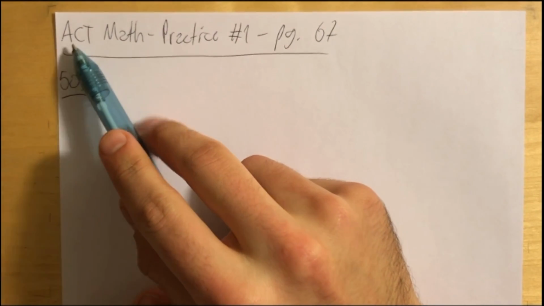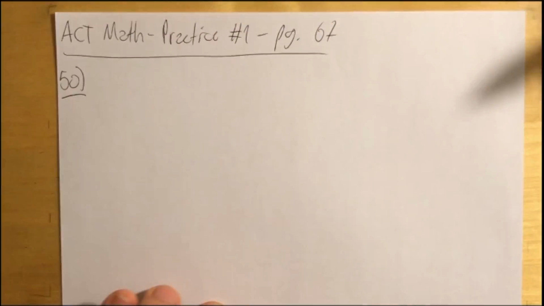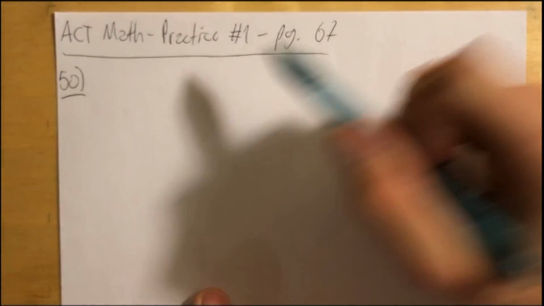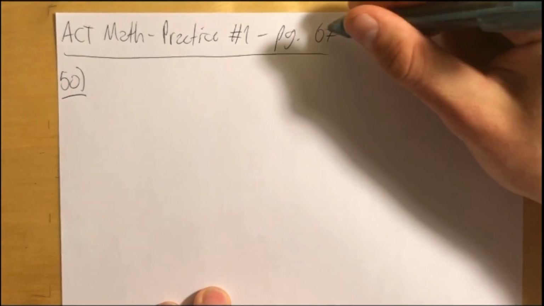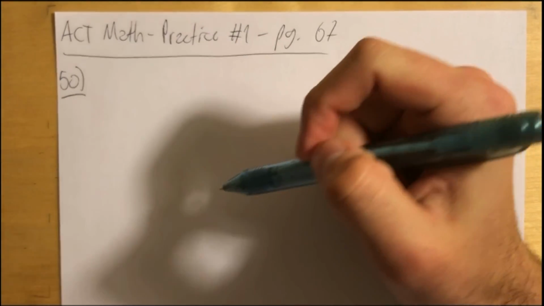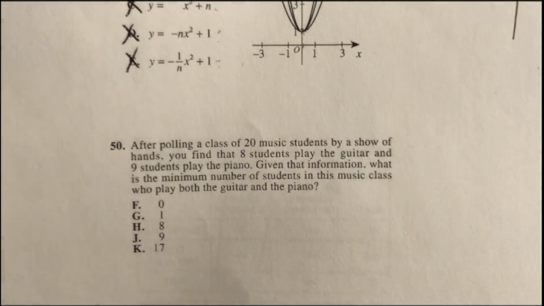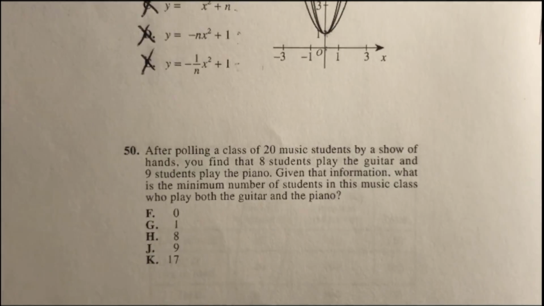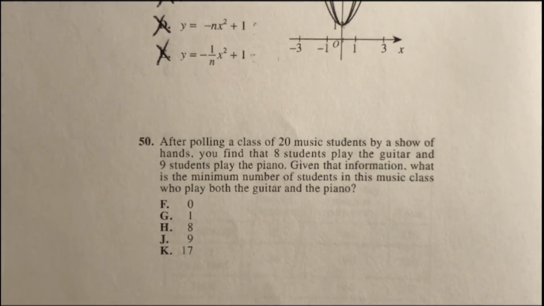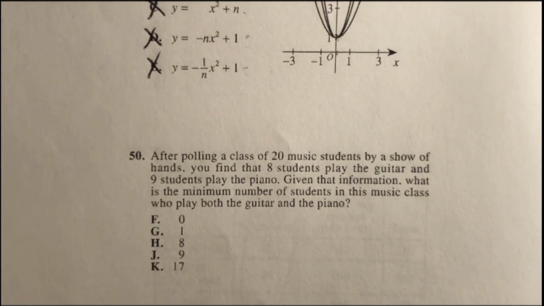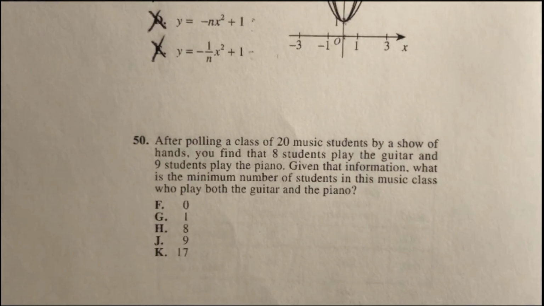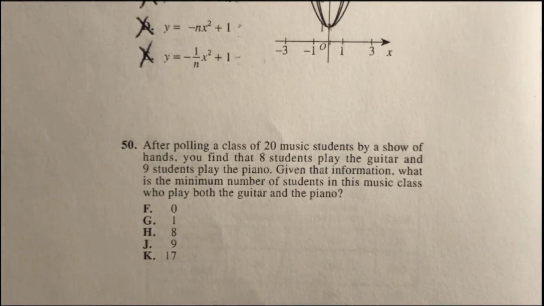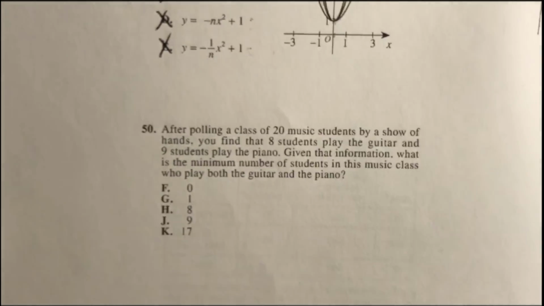So we're going to do a couple more ACT math practice problems from practice test number 1. We're picking up at page 67, exercise 50. The problem says, after polling a class of 20 music students by a show of hands, you find that 8 students play the guitar and 9 students play the piano. Given that information, what is the minimum number of students in this music class who play both the guitar and the piano?